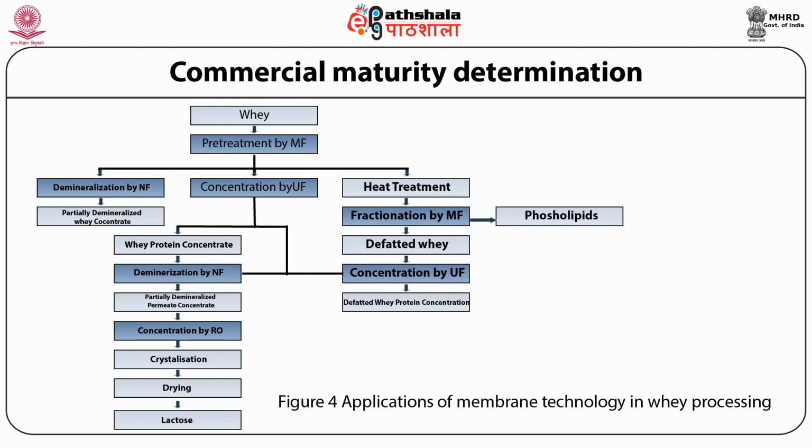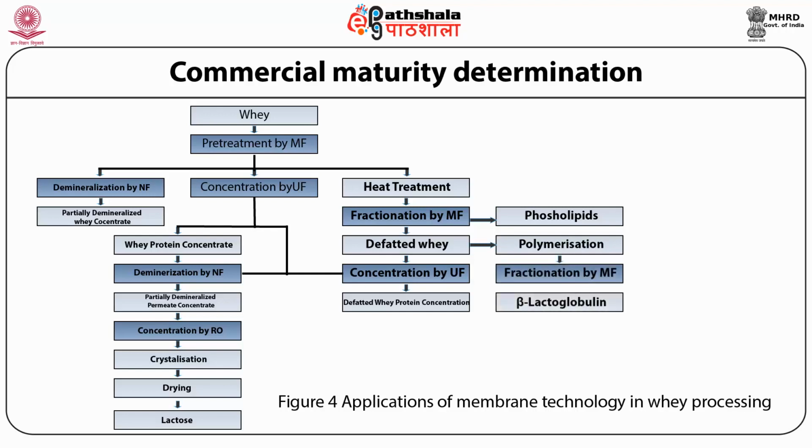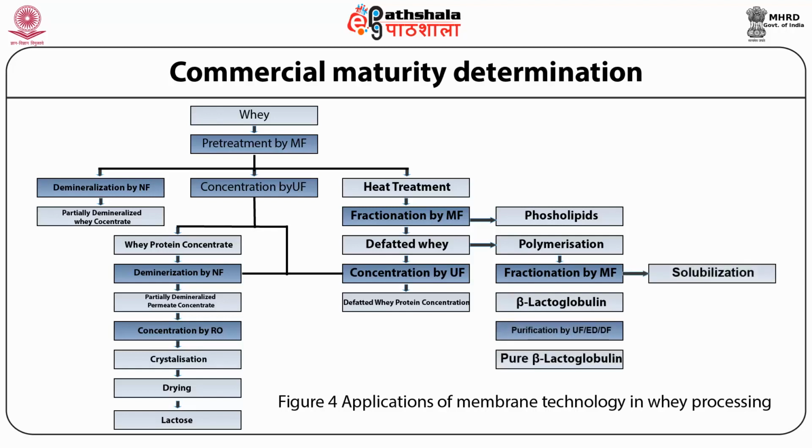If we go for polymerization, then fractionation by MF, we will get beta lactoglobulin, and purification by UFDF gives pure beta lactoglobulin. With solubilization, then purification by UF, we get pure alpha lactalbumin. So by this we can produce different products.